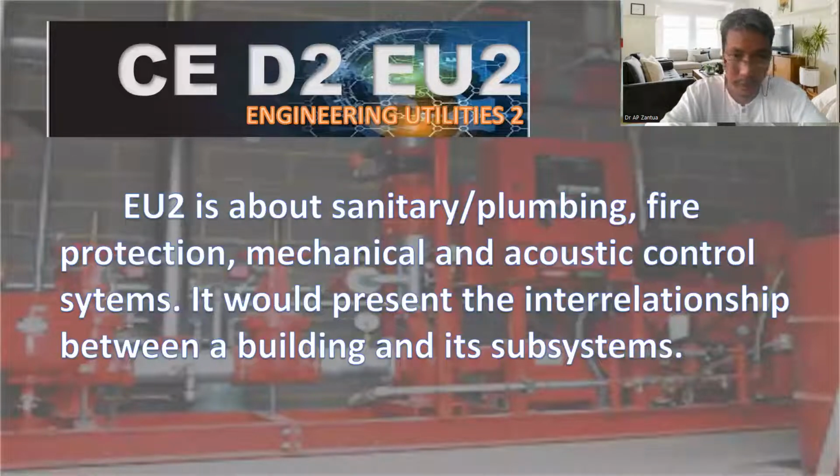Engineering Utilities 2 is about sanitary, plumbing, fire protection, mechanical, and acoustic control systems. Acoustic meaning sound. We want to control the noise inside the occupancy. So it also represents the interrelationship between a building and its subsystems. So mechanical, sanitary, plumbing, fire protection, acoustic, they are a subsystem, okay, of the building design.